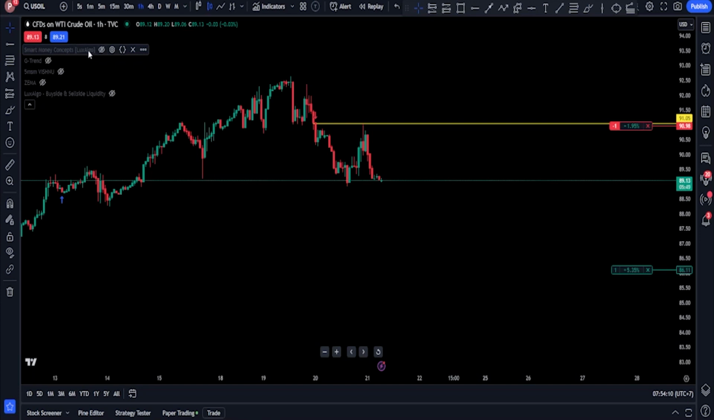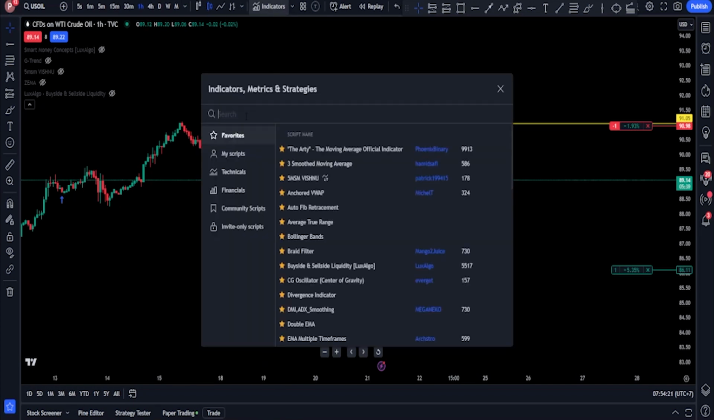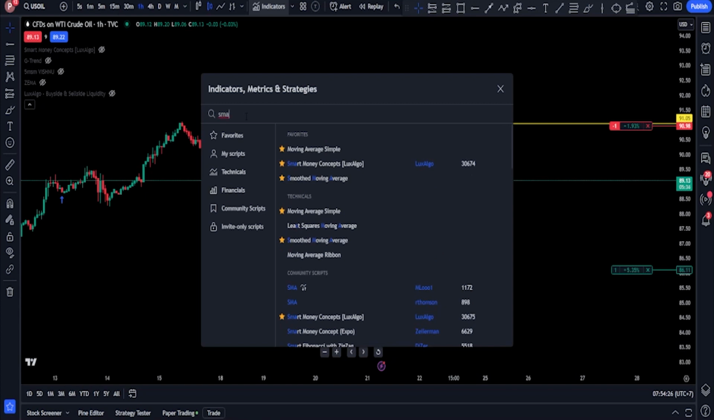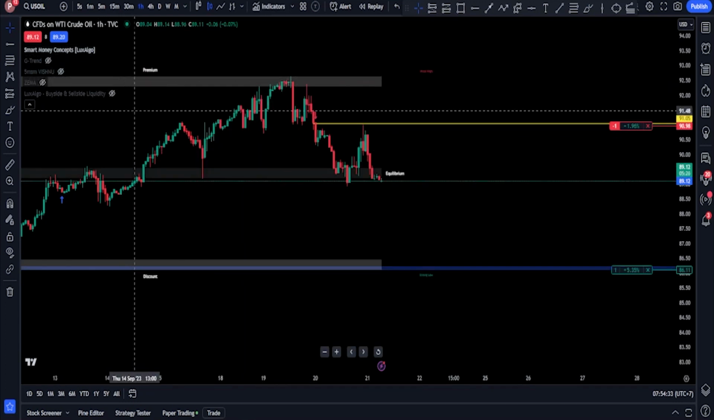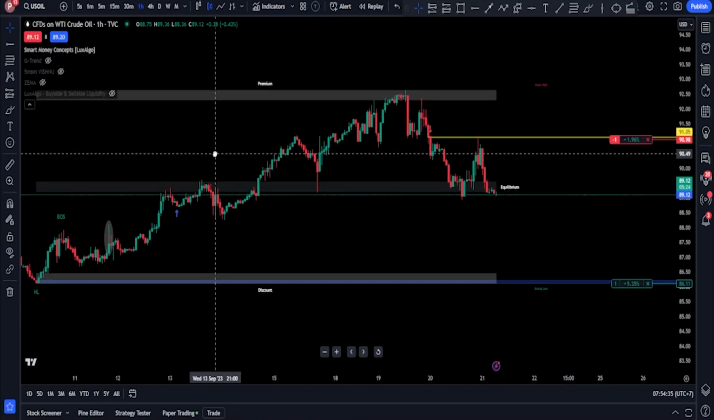It's by Lux Algo. Once you come over to TradingView and pick the asset or symbol that you want to trade, you go to indicators and simply type in Smart Money Concepts. I already have it listed as one of my favorites, so you can see it's highlighted with a gold star. Once I apply it to my chart, that's how it looks.